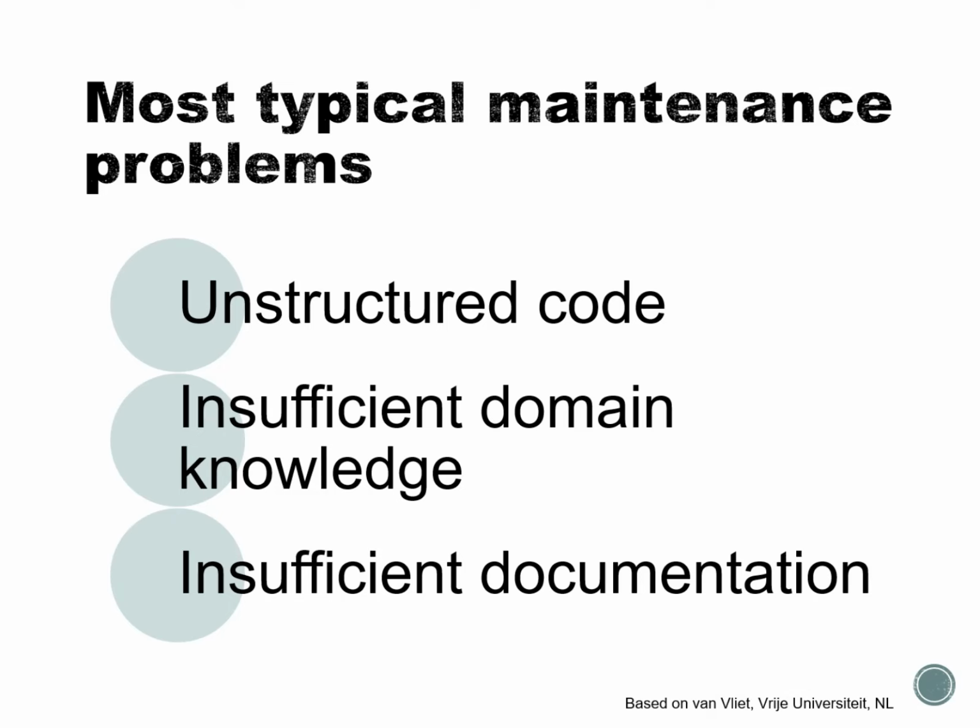So, there's a couple of things listed by this Van Vliet study on maintenance, and unstructured code, insufficient domain knowledge, and insufficient documentation, surprisingly, are the most common maintainability issues. So if you wonder why we talked almost to the point of religion about coding conventions and documentation conventions and these sorts of things, they both are things that are realized here.